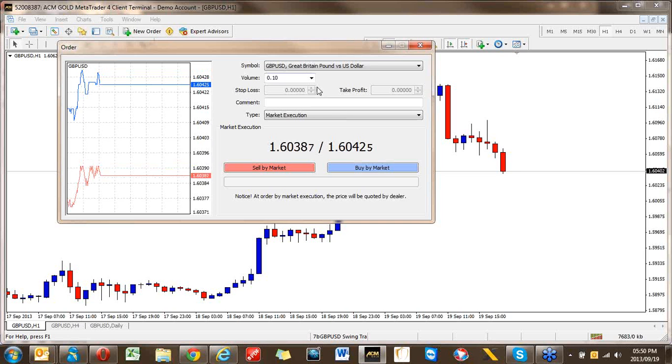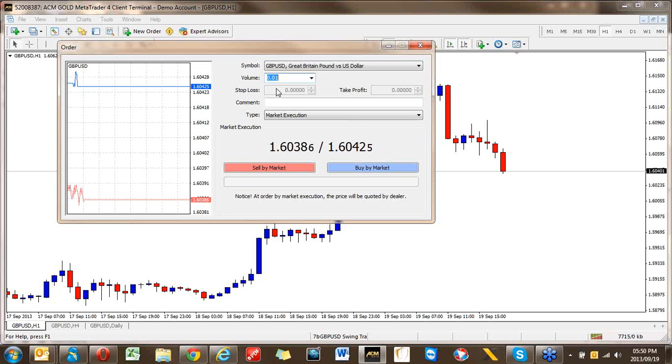The first one you have is the smallest of the lot. If I click over there, 0.01, that is my micro lot. It's a unit of 1,000. And what it basically means is when I'm trading that size there, I'm earning 10 cents a pip.